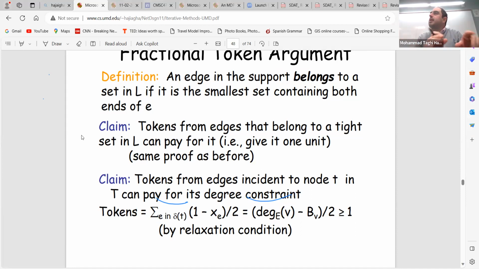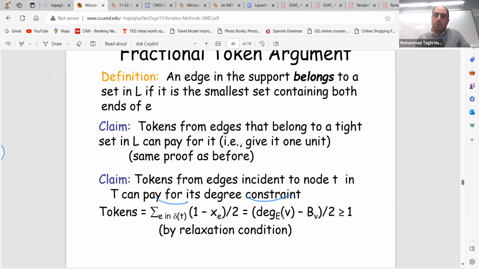Again, similar things: because these are independent, from each laminar family I can get 1 token because of this integrality. I can show that this is also a token from edges incident to the node. Because of the relaxation conditions, I know that there is no vertex where the number of these is at least Bv plus 1. Because if there was, then because of those conditions, I would also have essentially 1 token from each vertex degree constraint.